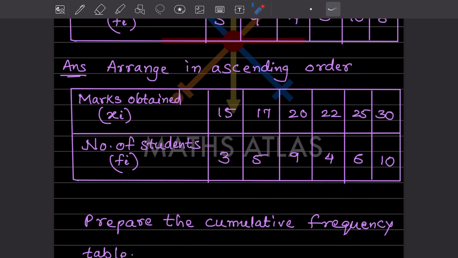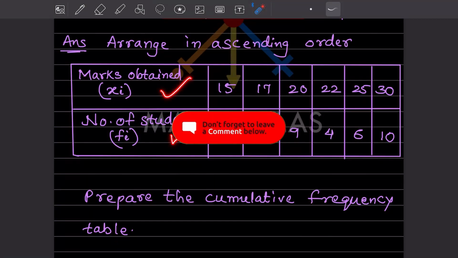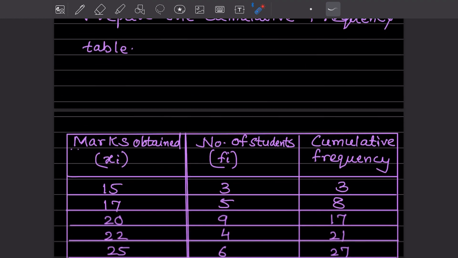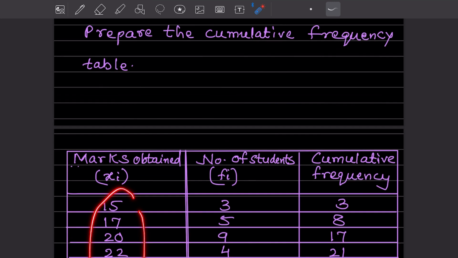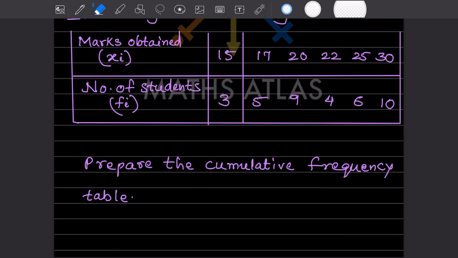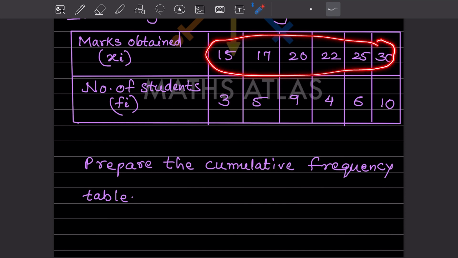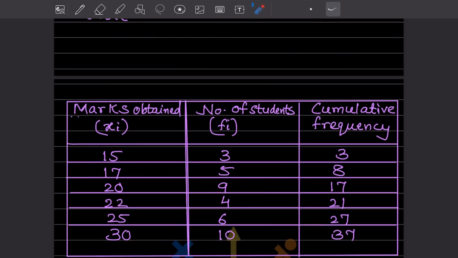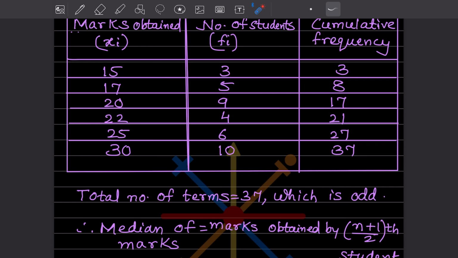Now we already got this table. Now we have to see the cumulative frequency table. This is something new. What are you going to do? The same thing: we write marks obtained and number of students, and we are going to add one more column that is called the cumulative frequency. I will show you how to do this. First, marks obtained is here. Whatever you have changed in the ascending order, the same thing you have to write here in a vertical way, not from the question. Same here for the number of students. It is already arranged in the ascending order, so you will write it over here.